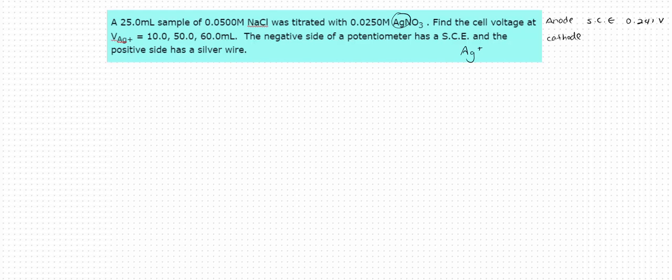The positive side is the cathode, and here we have a silver wire and we have silver in solution. So the cathode is where reduction takes place. We have our silver ion and one electron, and that's going to reduce into silver metal. And the standard reduction potential of that equation is 0.799 volts. Now that is the standard reduction potential. We know from the Nernst equation that our actual potential is going to be dependent on the concentration.